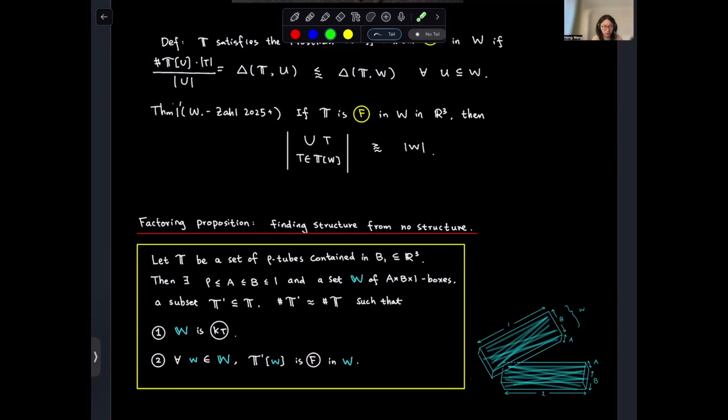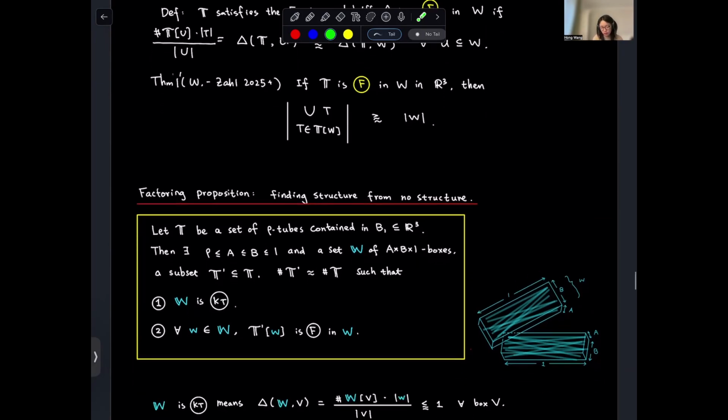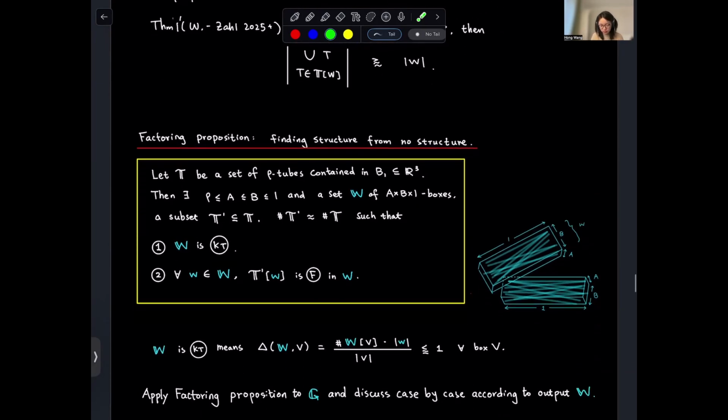We're going to discuss case by case depending on the outcome of the factoring proposition, in particular depending on the dimension of those boxes. So, yeah, I think this summarizes one of the key ideas. I guess I will stop here. Thank you very much.